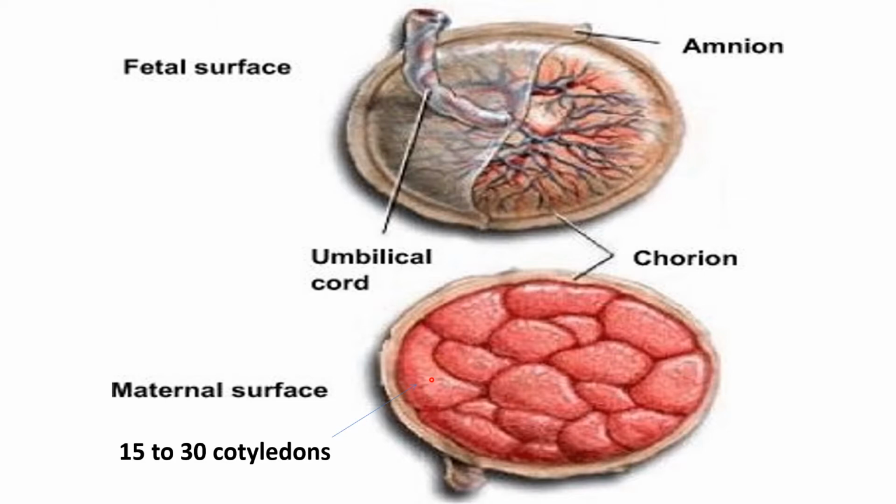The umbilical cord is attached at or near the center of this surface. Here you can see the amnion covering the fetal surface, and at the center there is the umbilical cord. Today I will take you through the microscopic structures of the placenta and the umbilical cord. First, the functions of the placenta.